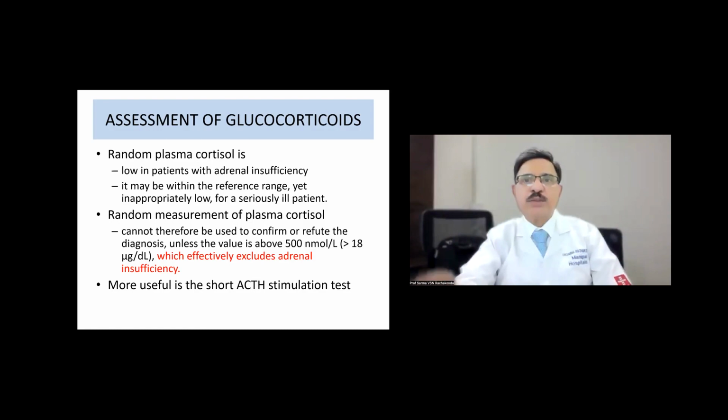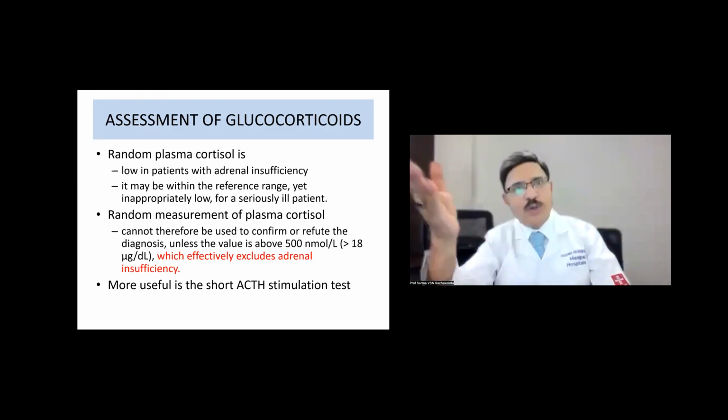Okay. Assessment of glucocorticoid. How do I evaluate? There is random plasma cortisol. That means you take the blood and examine for plasma cortisol level. It is low in patients with adrenal insufficiency. It may be in the normal range but inappropriately low for a seriously ill patient. Where a patient is seriously ill, running a temperature for one week, if his cortisol levels are normal, it means they are low. For that illness, you should have higher cortisol.